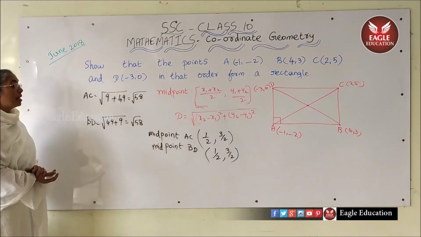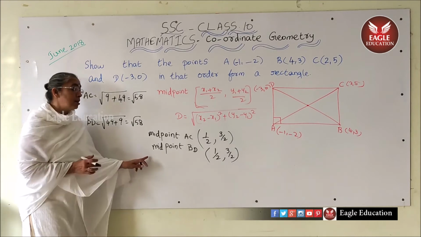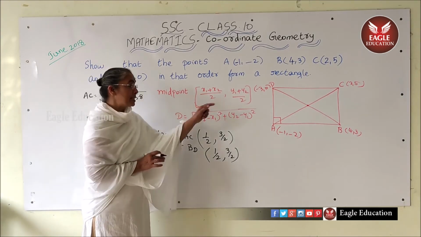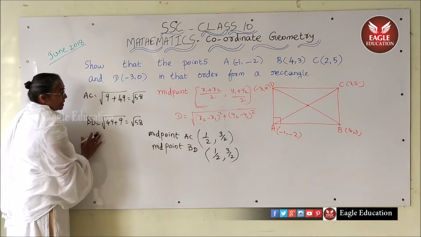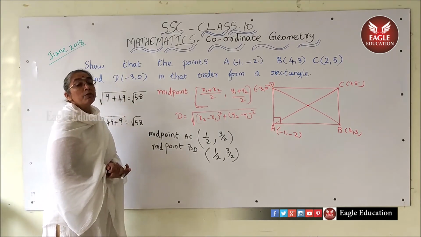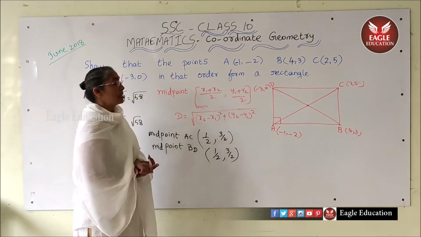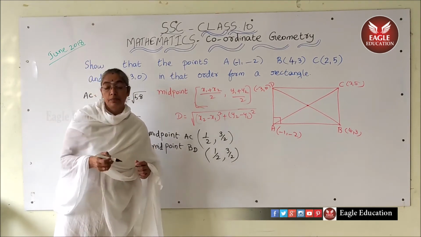So we proved here the midpoint of AC is equal to the midpoint of BD, which implies the diagonals bisect each other, and we proved the diagonal length AC is equal to the diagonal length BD, which proves that the given vertices form a rectangle.